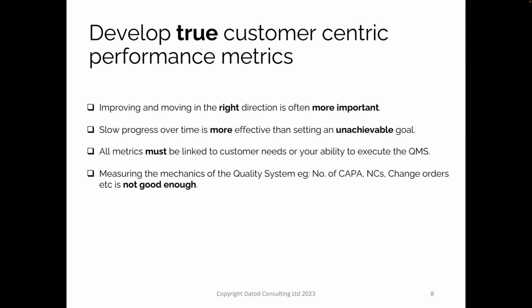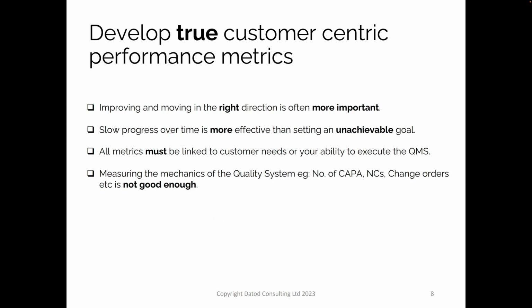All the metrics should be linked to the customer needs or the ability of your quality system to deliver on those needs. As I said, there will be metrics that measure the mechanics of the quality system, such as the number of CAPA, the number of non-conformances, the number of change orders. Generally regulatory bodies like to see that you're measuring these aspects. But in terms of customer perception, the customers don't care about the number of CAPA, non-conformances and change orders. They really don't care about those at all, because they're not linked to the output of the quality system that they deem value. But as I said, there will be a mixture of metrics that will include these types of metrics.